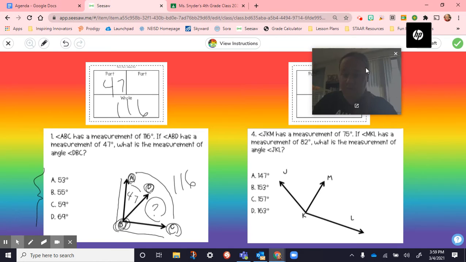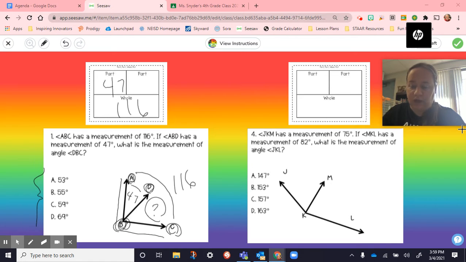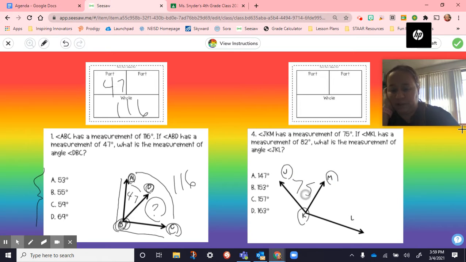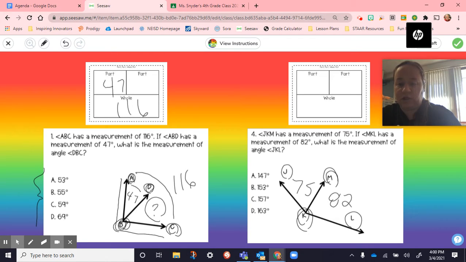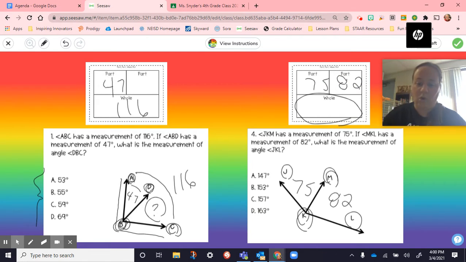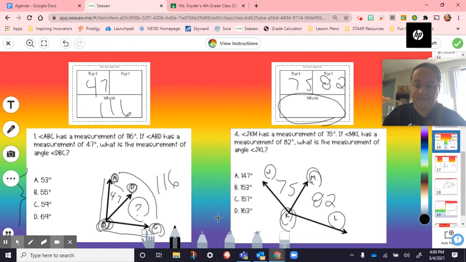Then on 4, you've got JKM has a measurement of 75. So here's JKM, going to put 75 degrees. And MKL has a measurement of 82. What is the measurement of JKL? Now for this one, this is a little bit different because now you've got a part here and a part here. Your job is to go find the whole. So instead of subtracting, now you need to add. So you're going to add 75 and 82, and that'll give you the whole.